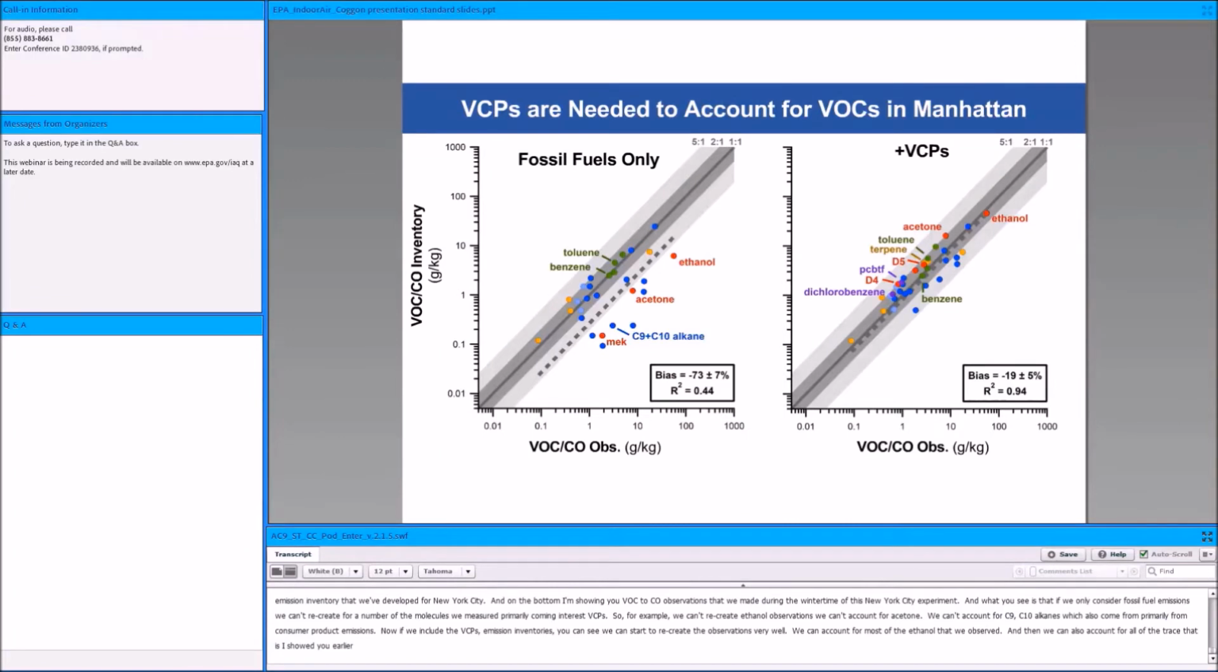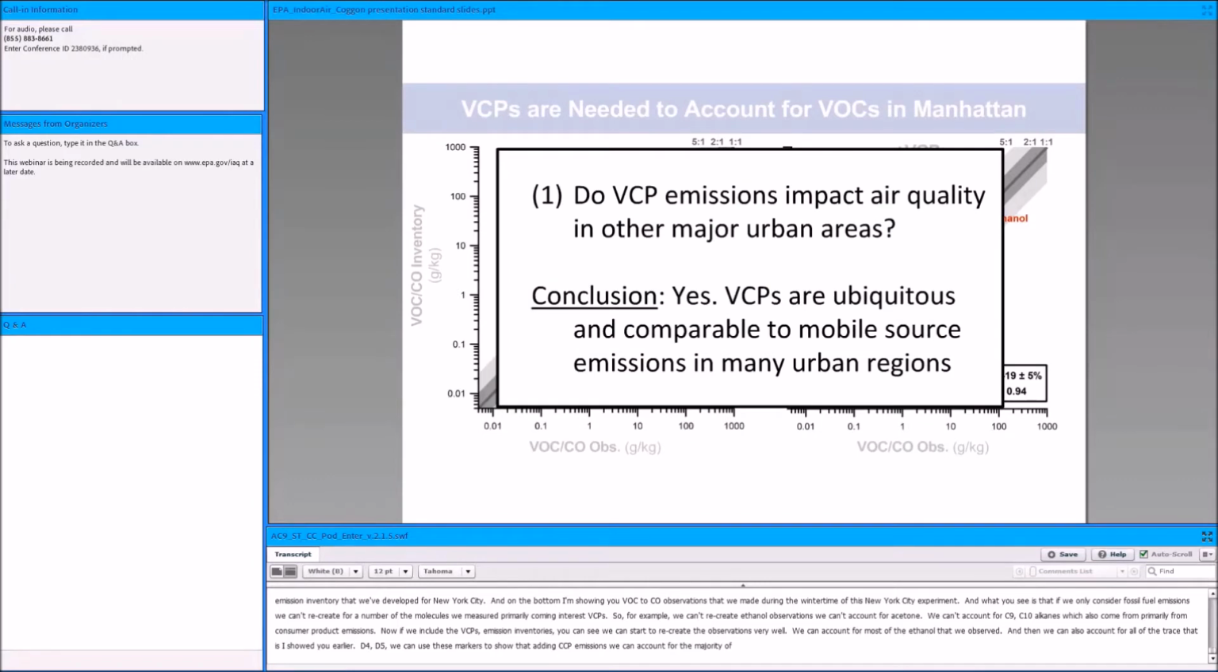Dichlorobenzene, PCBTF, D4, D5 siloxane, we can use these markers to show that by adding VCP emissions, we can account for the majority of the trends that we observed in many, many different species. And so this shows that VCP emissions do impact the air quality of New York City significantly. I don't have this in the presentation, but on average, about 70% of the VOCs that we measured in New York City came from VCPs. So the breakdown here is about 70% from VCPs, 30% from traffic. And so VCPs are significant, and they're ubiquitous.